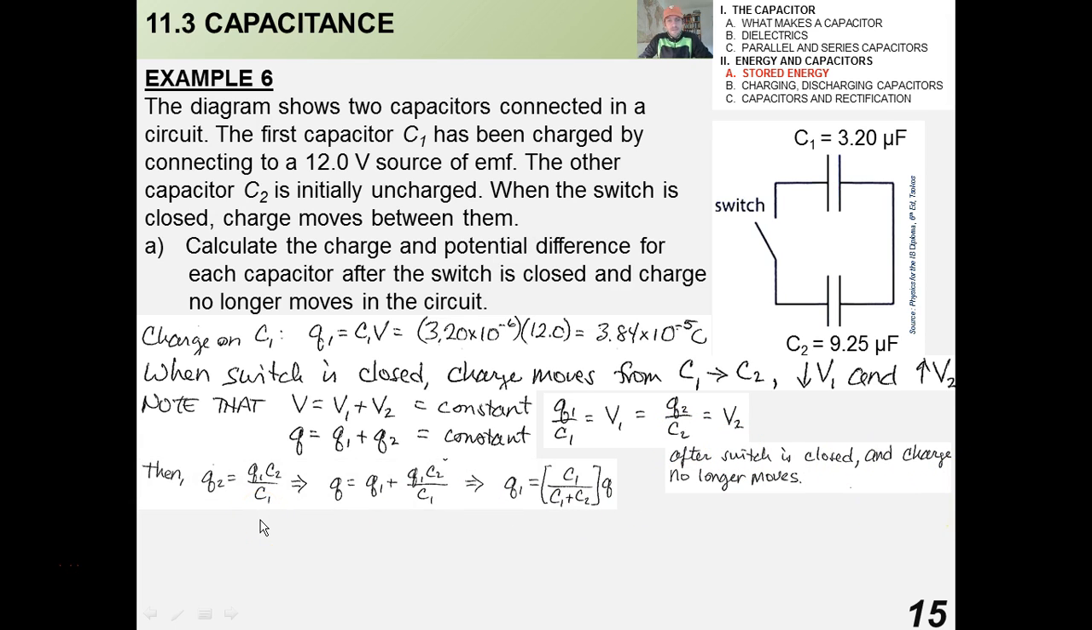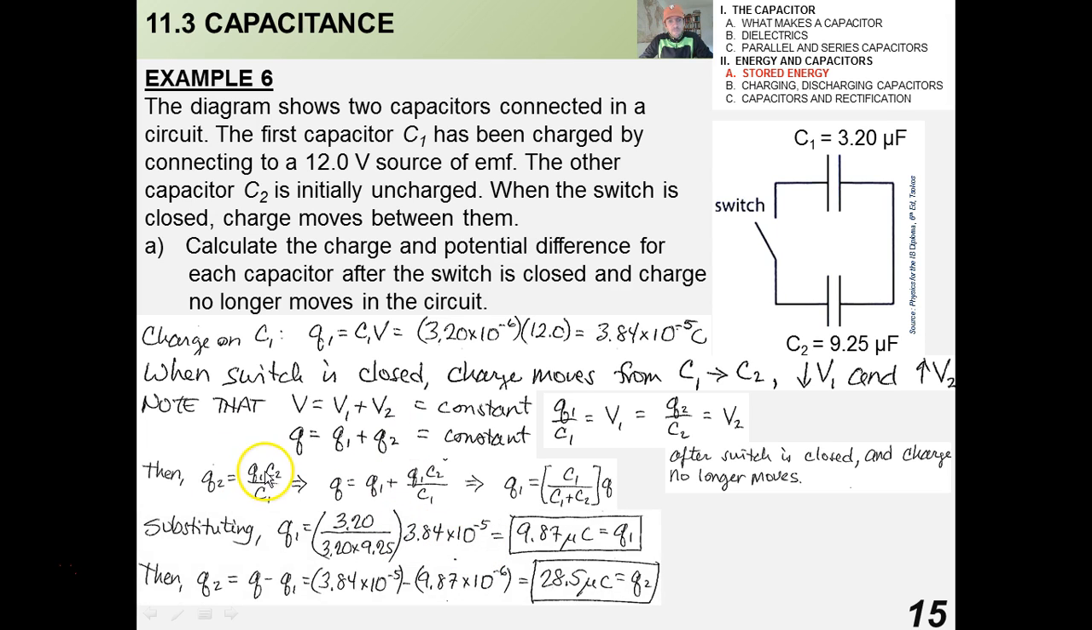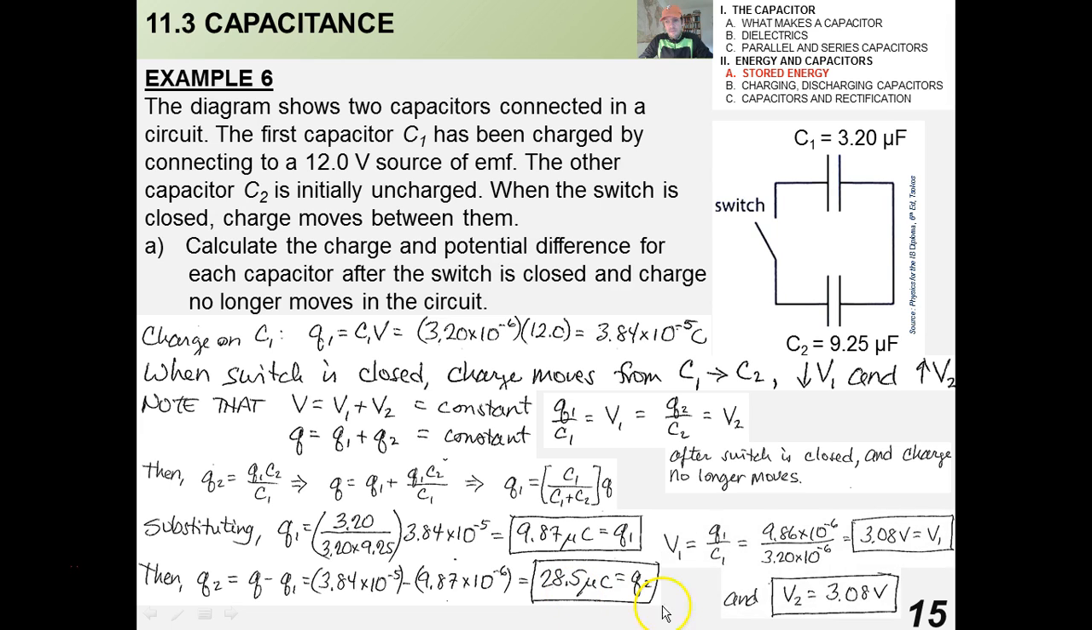Then it's just an algebraic problem. Rearranging a little bit and substituting, you want to follow my reasoning here. I'm not going to go through every single step with you because you have it right in front of you. I get that Q1 is 9.87 microcoulombs and that Q2 is 28.5 microcoulombs.